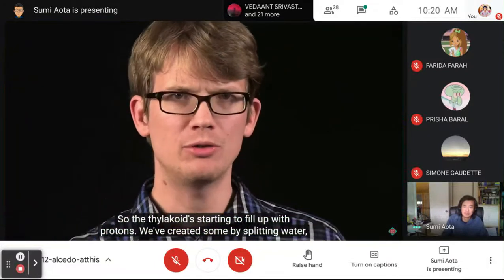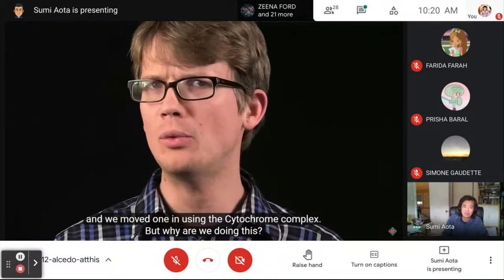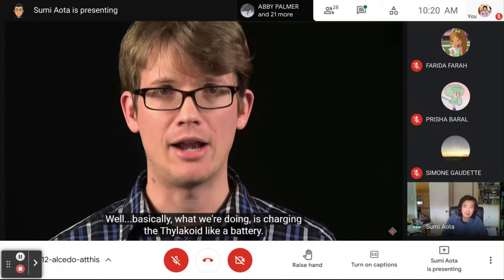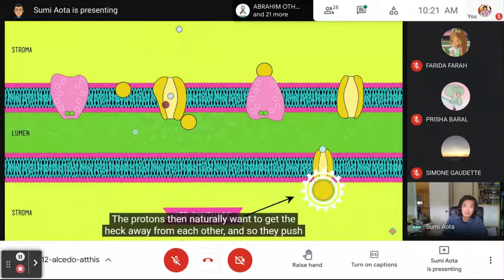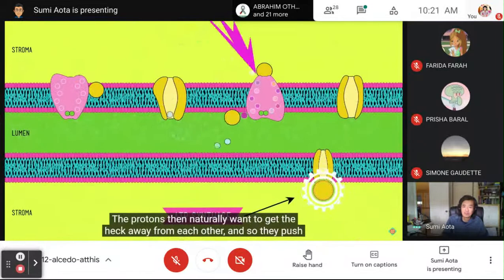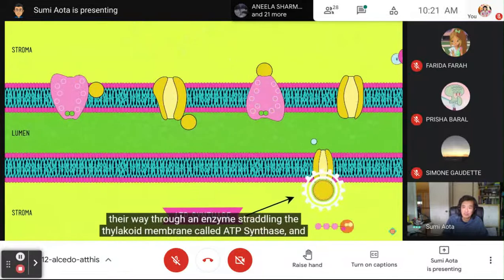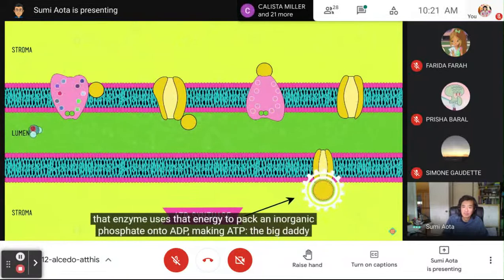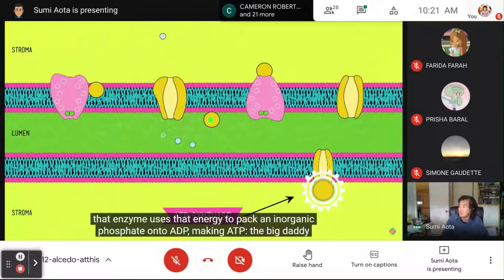We've created some by splitting water, and we moved one in using the cytochrome complex, but why are we doing this? Well, basically what we're doing is charging the thylakoid like a battery. By pumping the thylakoid full of protons, we're creating a concentration gradient. The protons then naturally want to get the heck away from each other, and so they push their way through an enzyme straddling the thylakoid membrane called ATP synthase. And that enzyme uses that energy to pack an inorganic phosphate onto ADP, making ATP the big daddy of cellular energy.